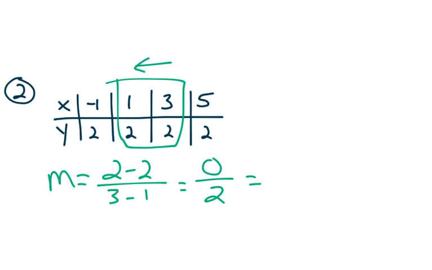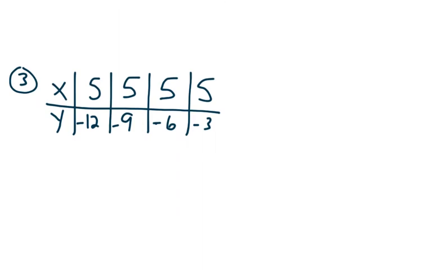Now, if you get 0 on top, 0 divided by anything is going to be just 0. So if you get 0 over 2, or 0 over 10, or 0 over 50, or 0 over negative 5, your answer is always 0. Okay? If you get 0 on top, 0 is your answer.